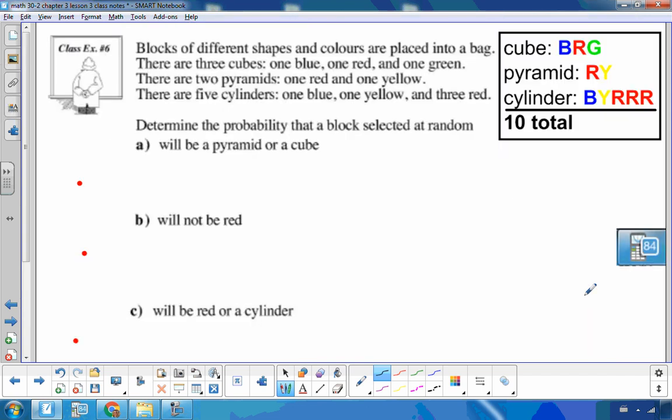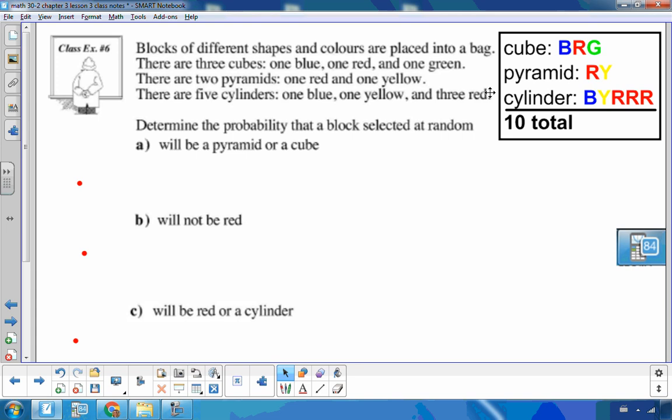Okay, class example number 6. Blocks of different shapes and colors are placed into a bag. 3 cubes: blue, red, and green. 2 pyramids: red and yellow. 5 cylinders: blue, yellow, and 3 red. So I've listed that off on the side there. There's 10 altogether.